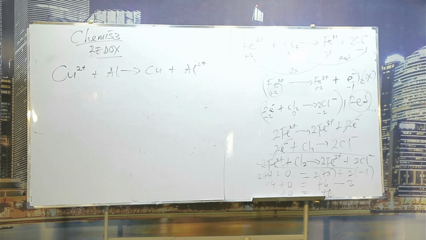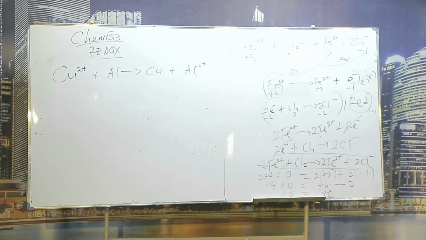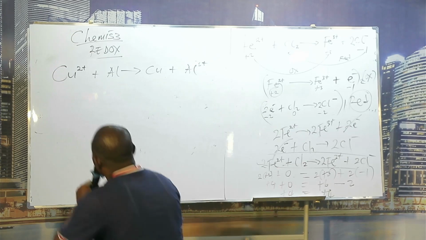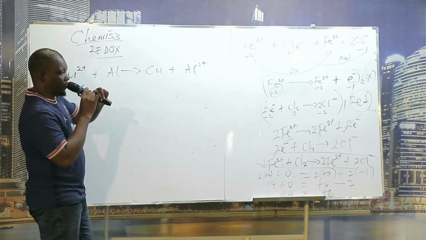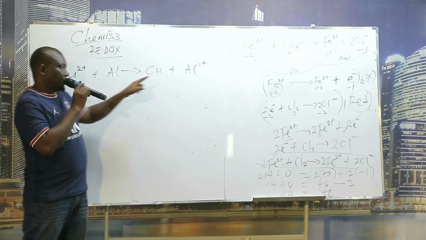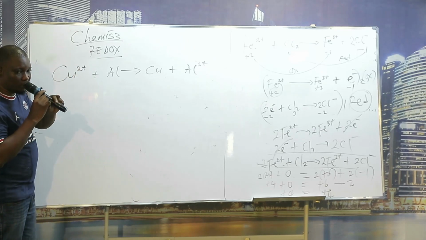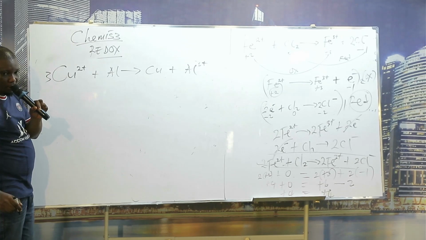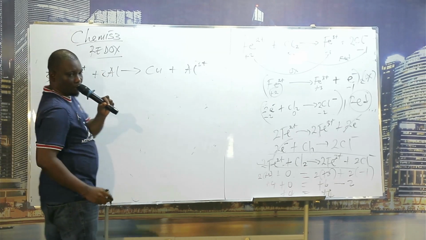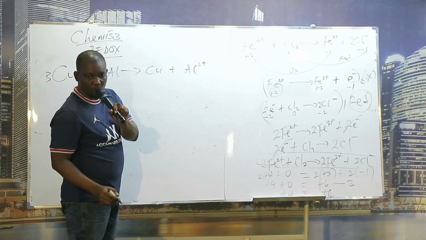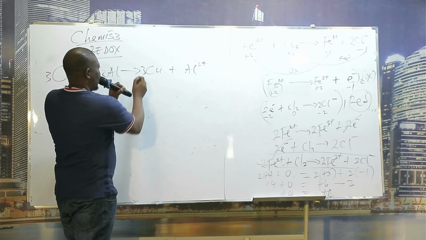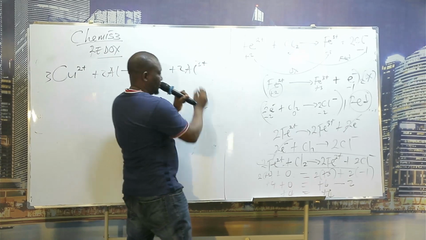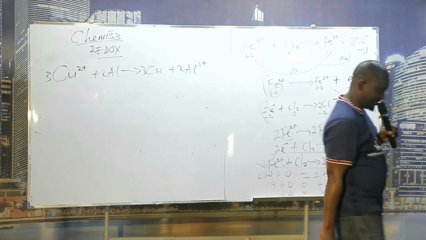The happier way, without going through the process: the charge on aluminium is what? 3. The charge on copper is what? 2. Exchange it. On your way 2, near 3. On your way 3, near 2. The equation is what? Balanced.